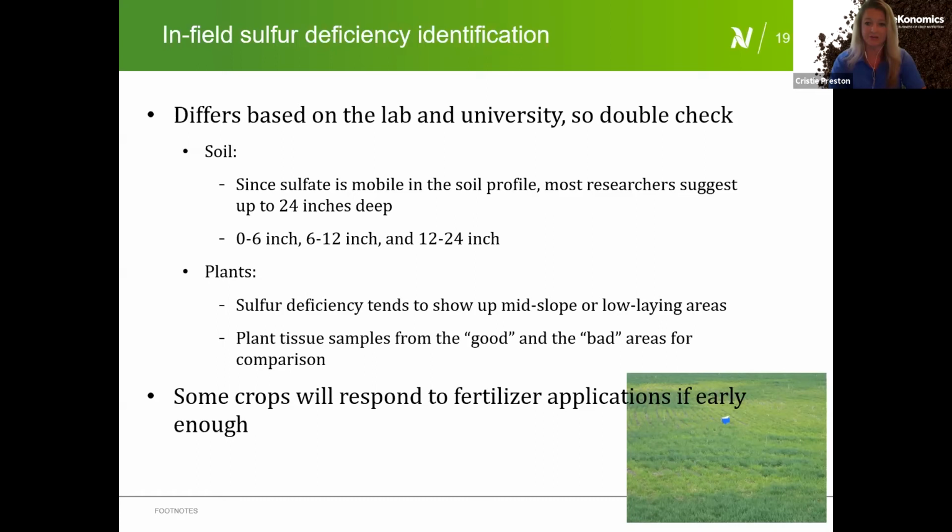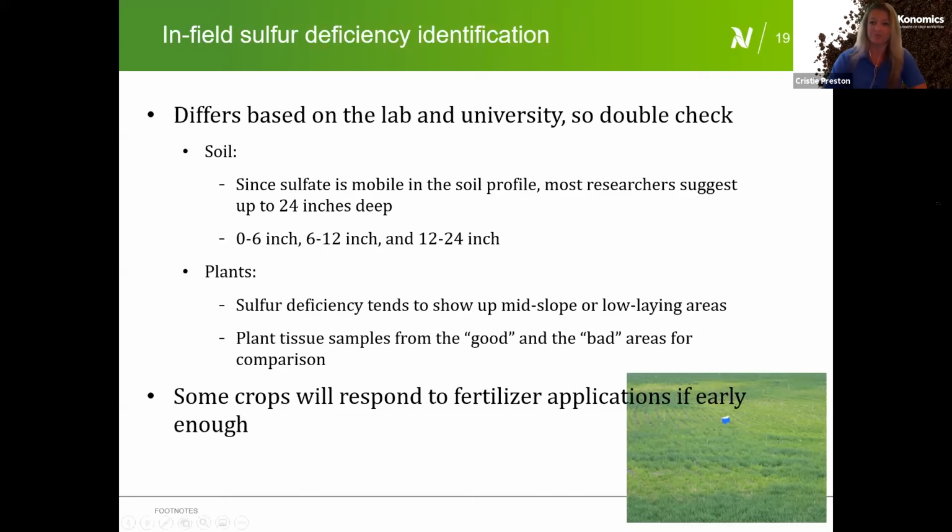Now, some crops can respond to a sulfur application if it's made early enough in the growing season. So something like corn, if I'm seeing sulfur deficiency at a V4 to V6 time frame, it might potentially grow out of it as those roots get deeper into the soil, because there's more organic matter potentially as you go deeper in the soil profile. But at the same time, if I supplement sulfur fertilizer, I could potentially maybe not limit the yield anymore.